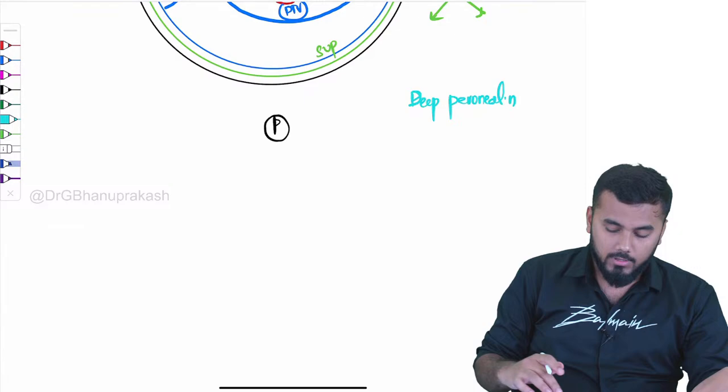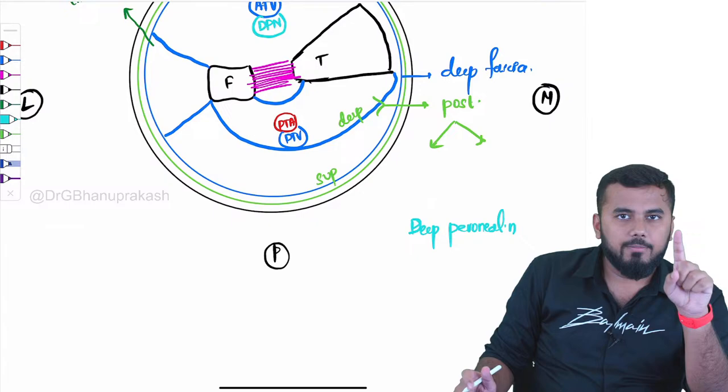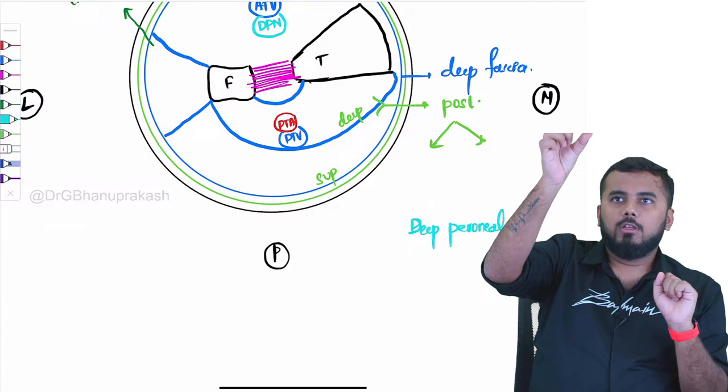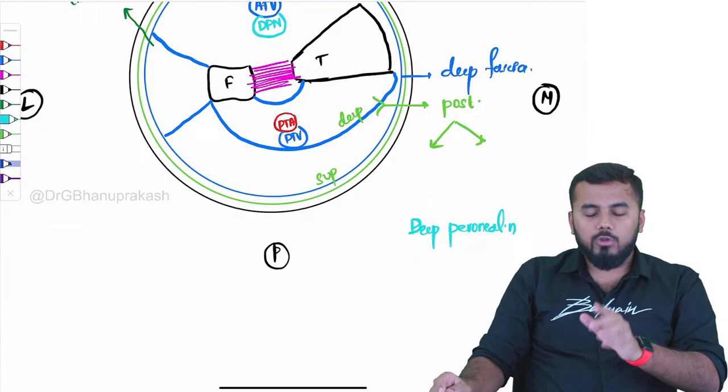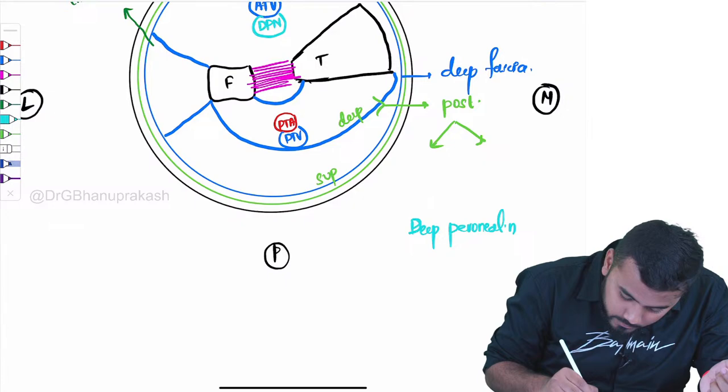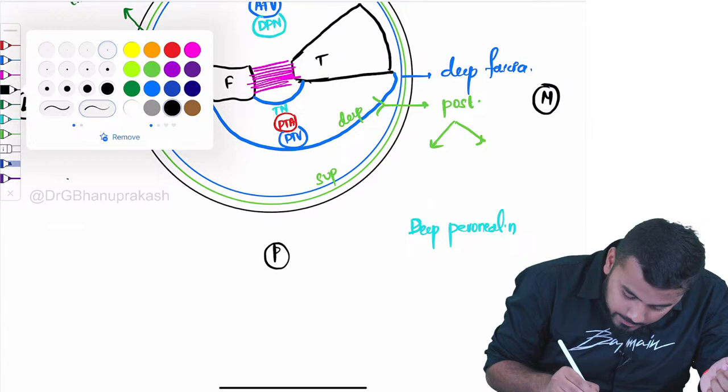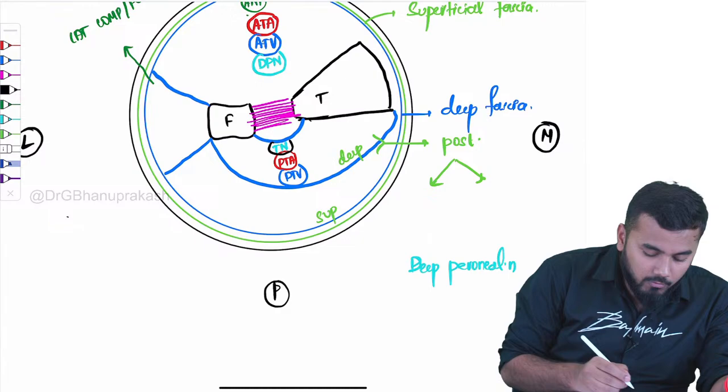Now, the nerve of the posterior compartment. When I was discussing the nerves, I told you the common sciatic nerve will divide into two: common peroneal nerve, and down you have got the tibial nerve, isn't it? TN stands for tibial nerve. Excellent, guys. Then in the lateral compartment, what is the nerve? I have got SPN. SPN stands for superficial peroneal nerve.